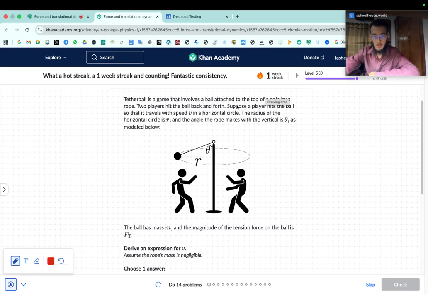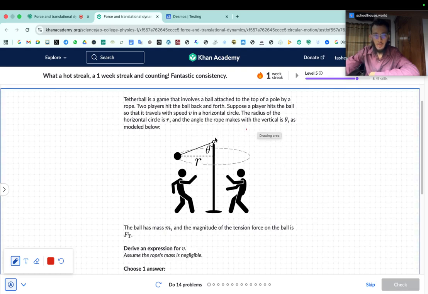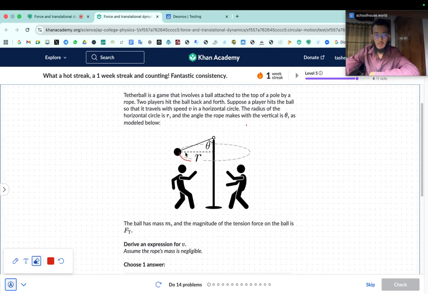Tetherball is a game that involves a ball attached to the top of a pole by a rope. Two players hit the ball back and forth. Suppose a player hits the ball so that it travels with speed v in the horizontal circle. So label this v, and the radius of the horizontal circle is r.